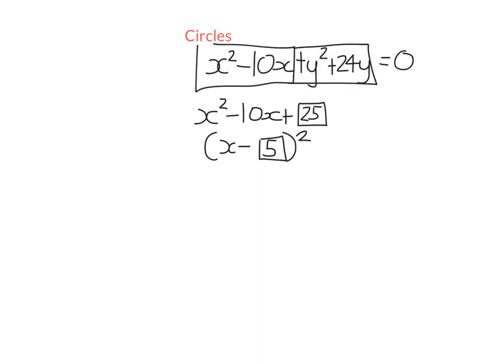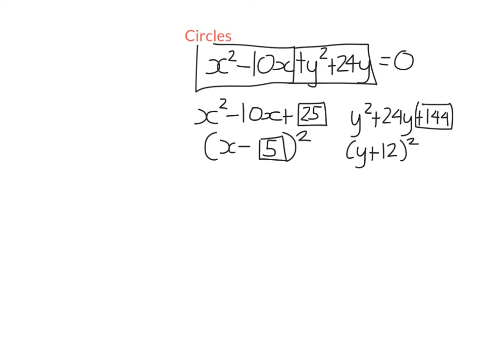Similarly for the y's, even though it's a y this time, we do the same process. We treat this as our b. I want to write this as y plus b over 2, squared. The problem is, when I expand this, I would get y squared plus 24y plus 12 squared, which is 144. So what I want to do is add another 144. That's b over 2 squared. So I can't just add 25 and 144 as I please.